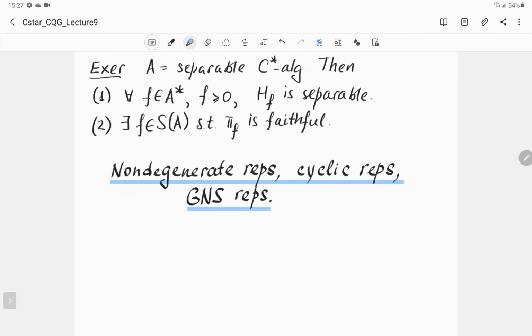So roughly what we're going to do is to prove the following two facts. The first fact is that each non-degenerate representation of a C-star algebra is isomorphic to a Hilbert direct sum of cyclic representations. And the second fact is that cyclic representations and GNS representations are in fact equivalent notions.